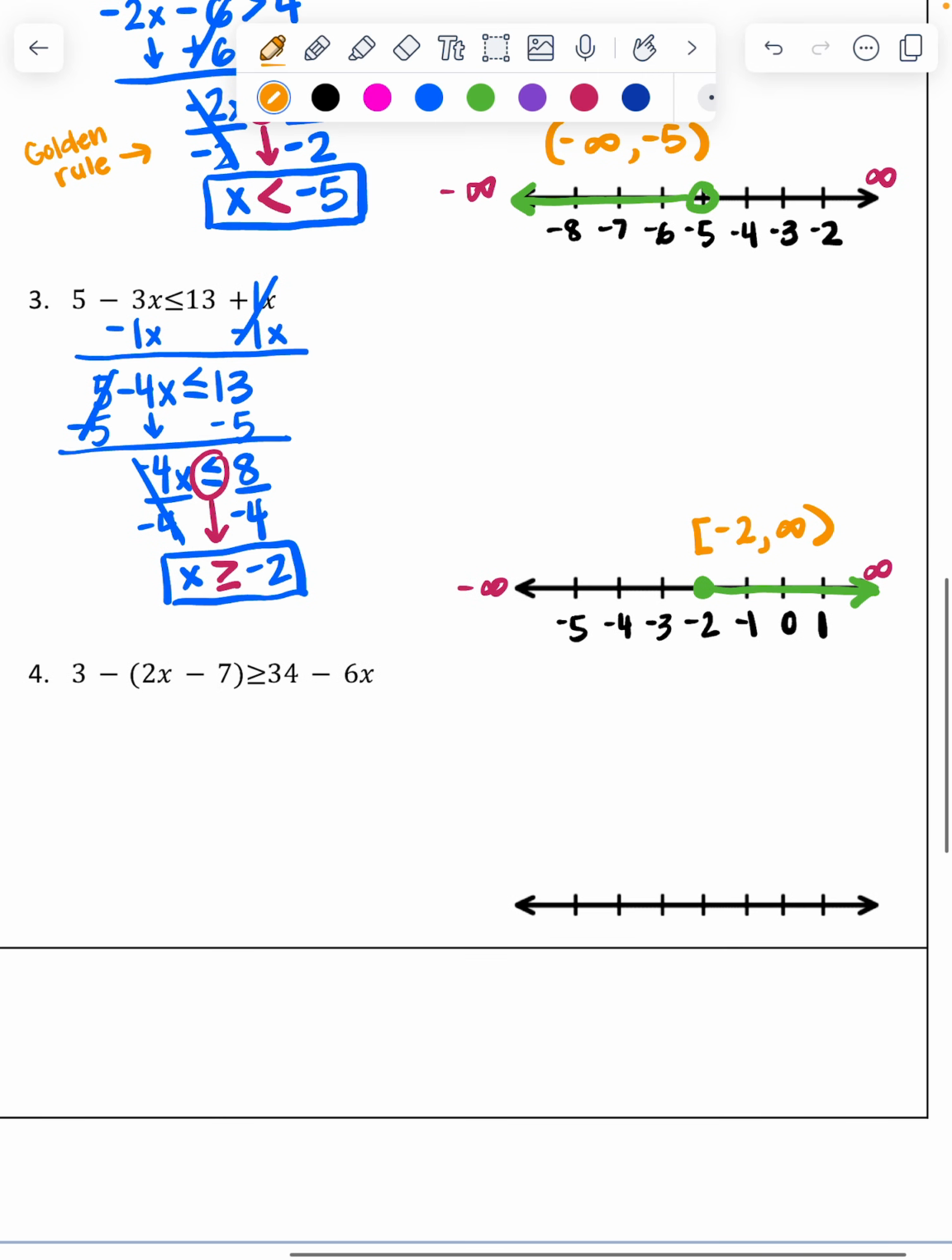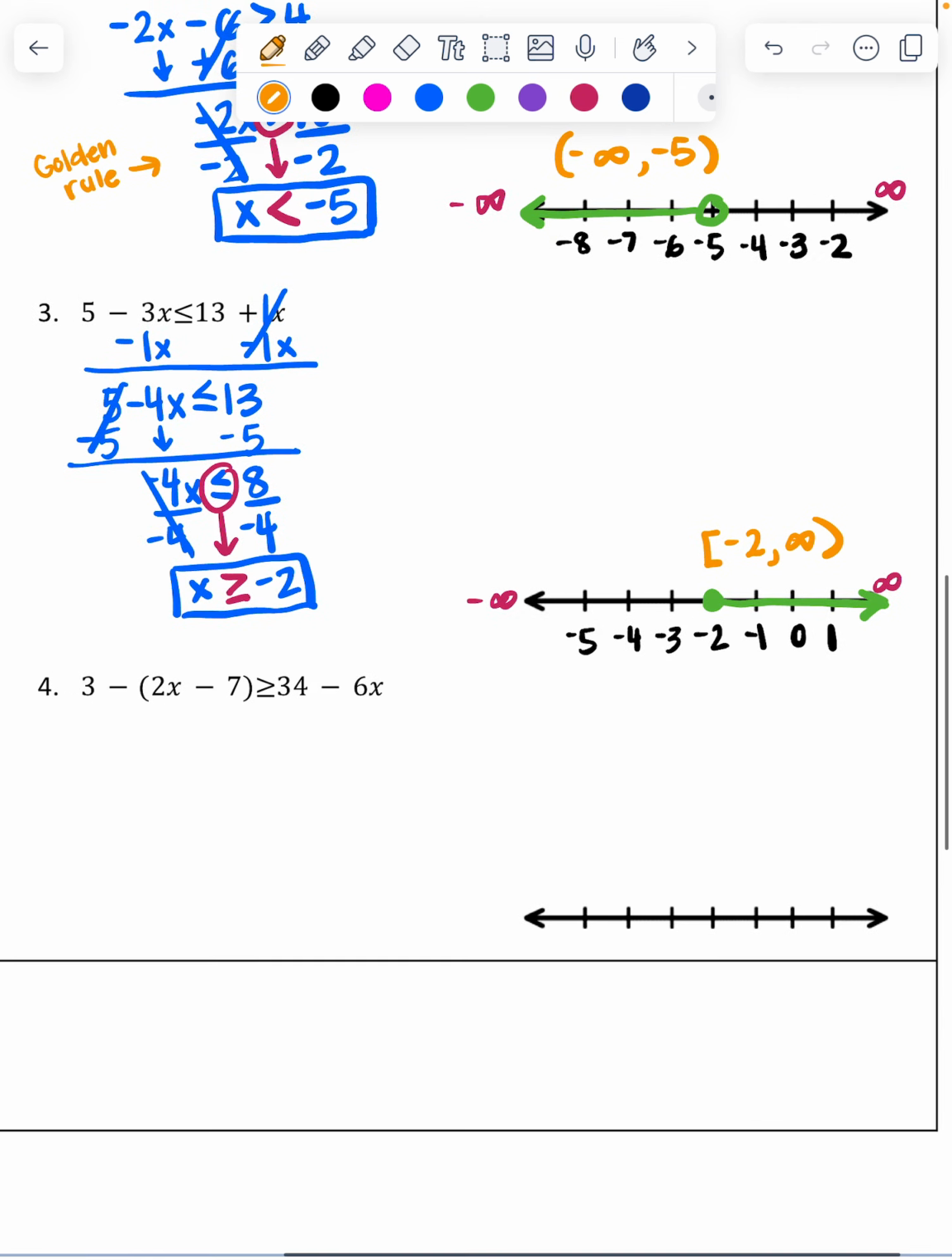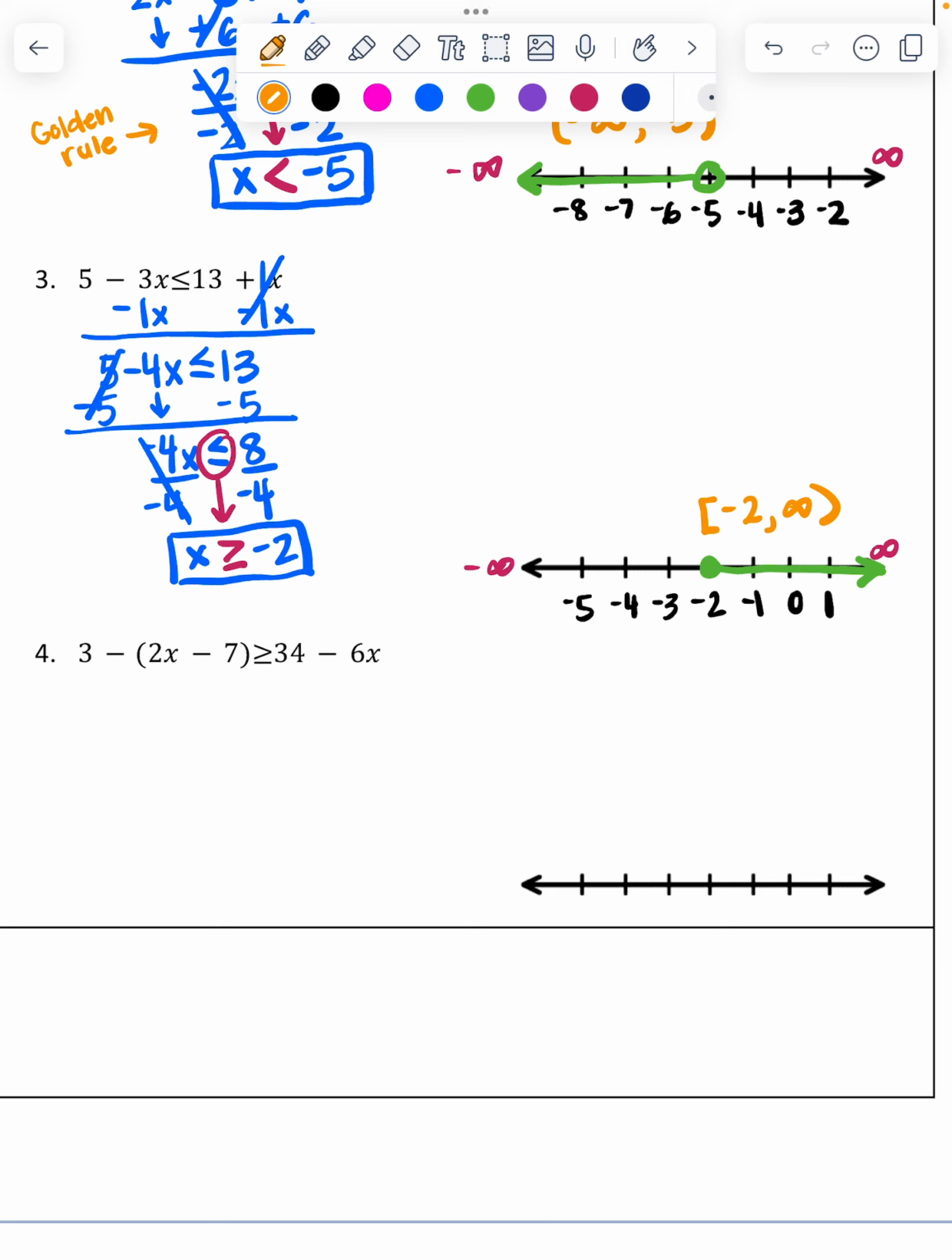All right, one more example. This is a more complex inequality. Just make sure you're following the steps just like we learned when we were solving equations. The first thing we need to do is distribute. So remember, when you see a minus sign outside the parentheses, there is a 1 there, and we are going to distribute negative 1. So bring down 3, multiply negative 1 times 2x, negative 2x. Negative 1 times negative 7 is positive 7, is greater than or equal to 34 minus 6x.